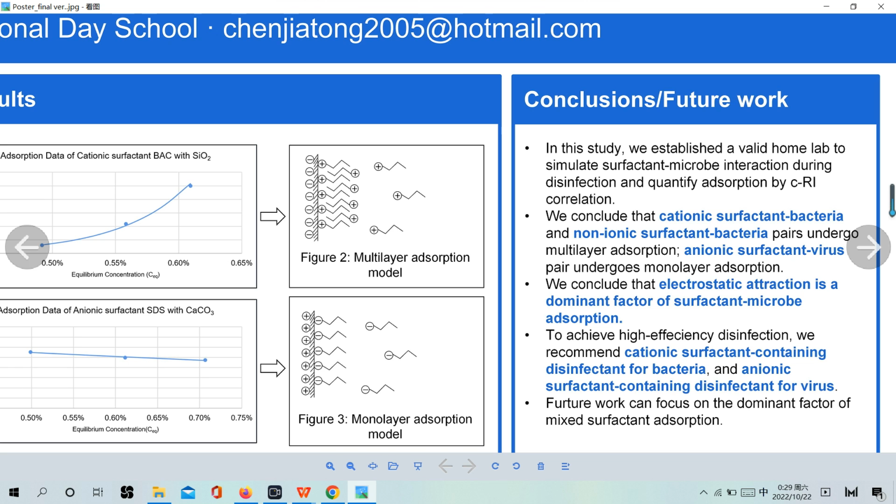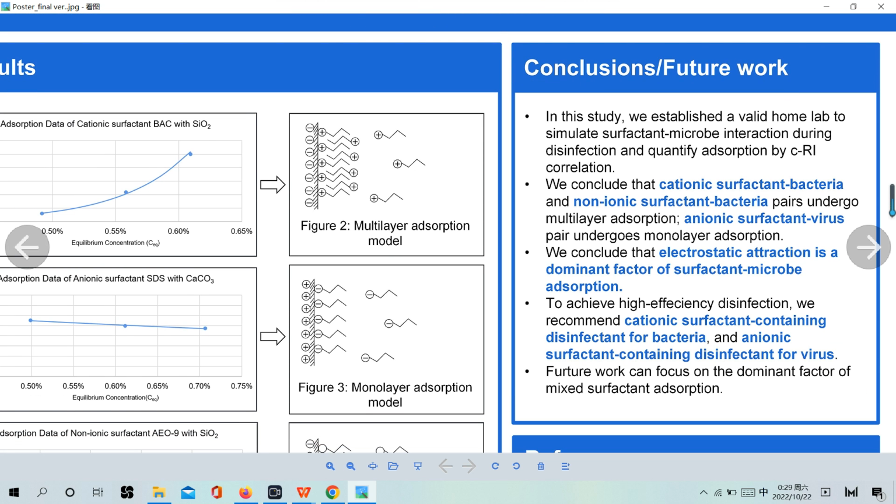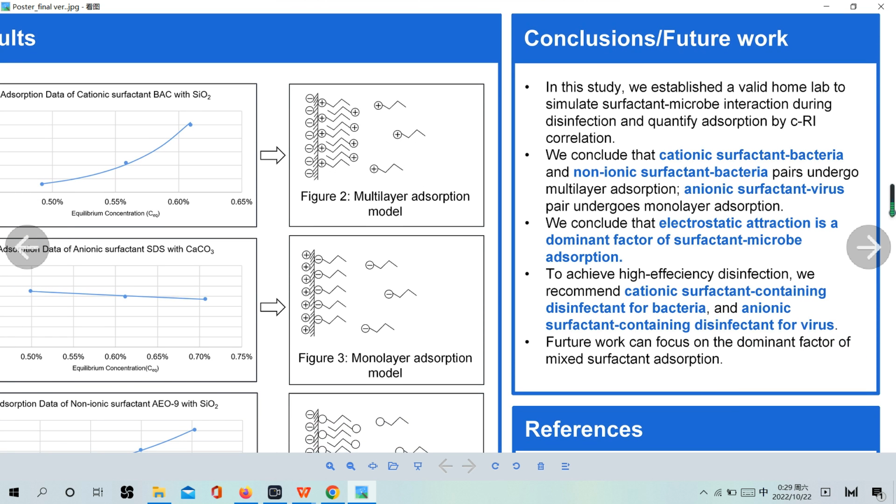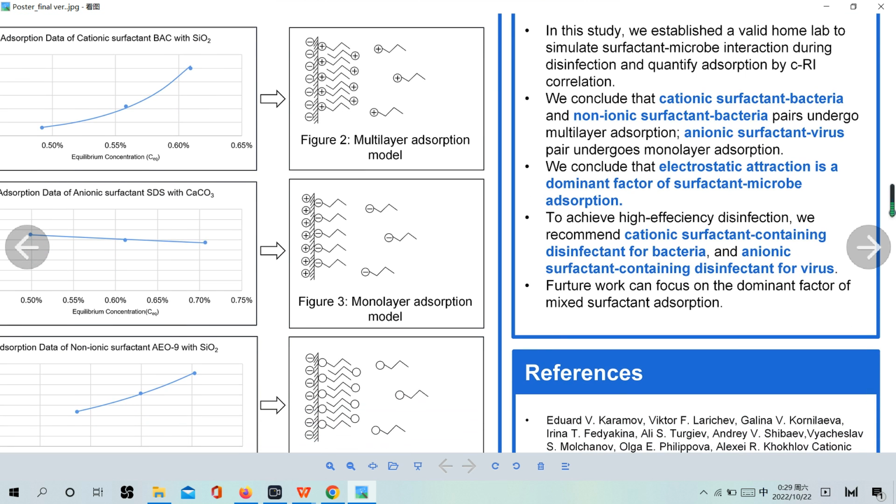We can also conclude that the electrostatic attraction is a dominant factor to the surfactant-microbe adsorption. In order to achieve high efficiency disinfection, we highly recommend cationic surfactant containing disinfectant for bacteria and anionic surfactant containing disinfectant for virus. For example, during the COVID-19 pandemic, the anionic surfactant containing disinfectants are recommended to use and promote to the society. Our future work can focus on the dominant factor of mixed surfactant adsorption.